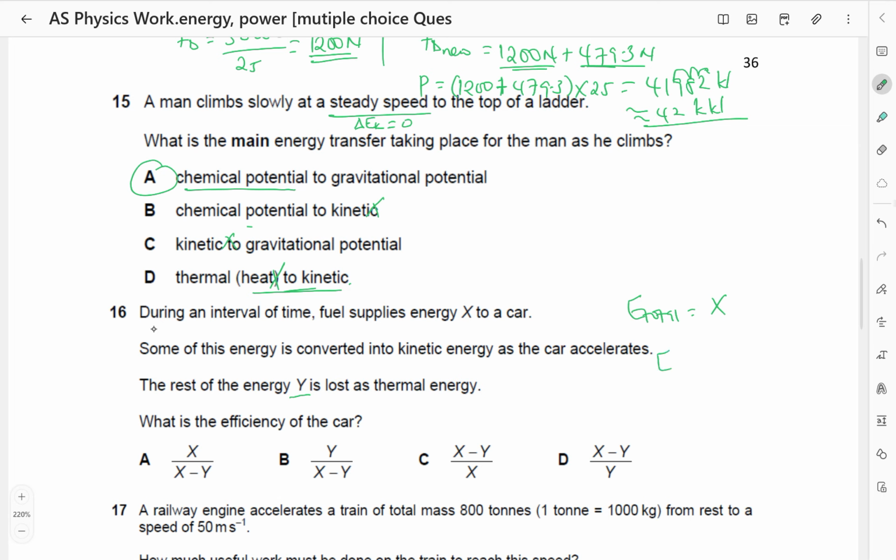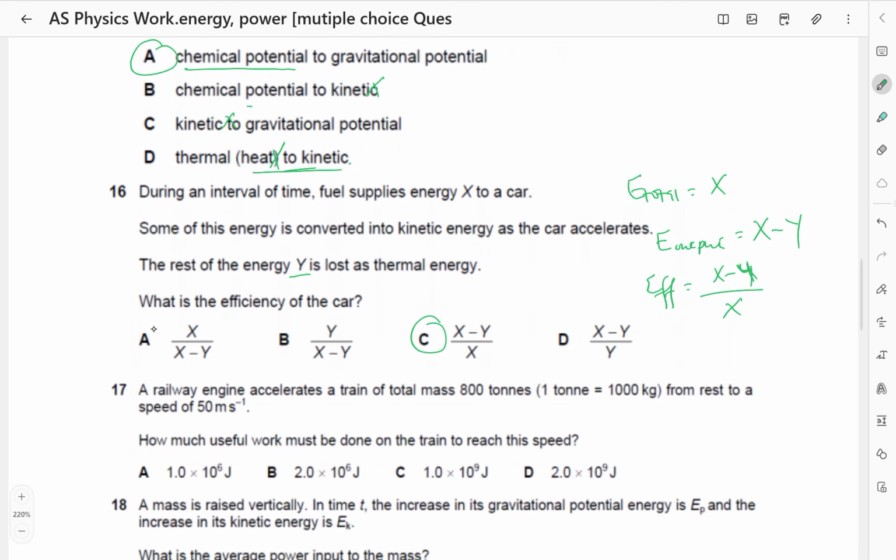Then the useful energy output, because Y is wasted, is going to be X minus Y. So we know that efficiency is equal to the useful energy output, which is X minus Y, divided by the energy input, which is X. So it means our answer is going to be C.